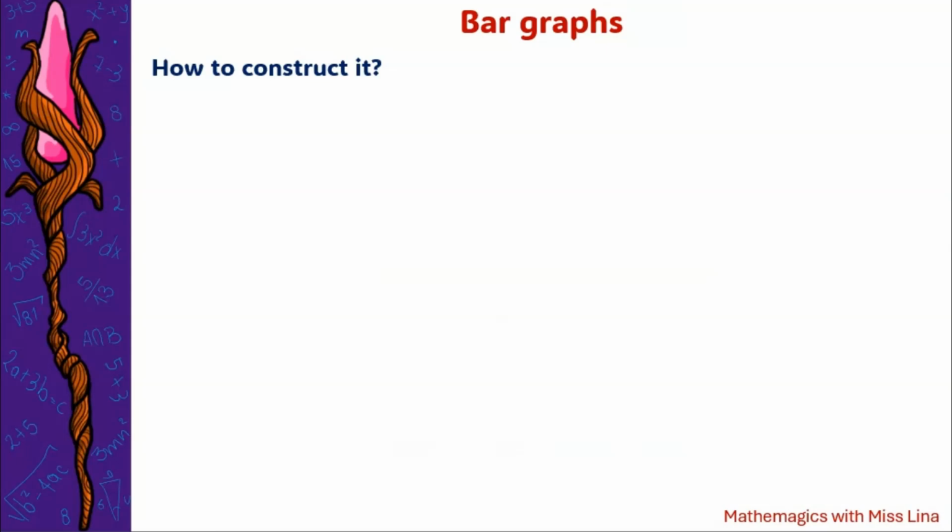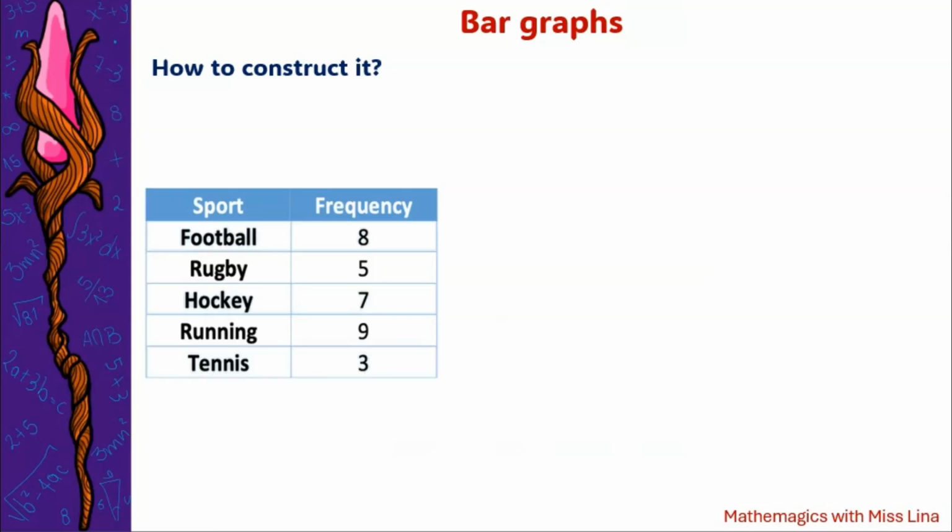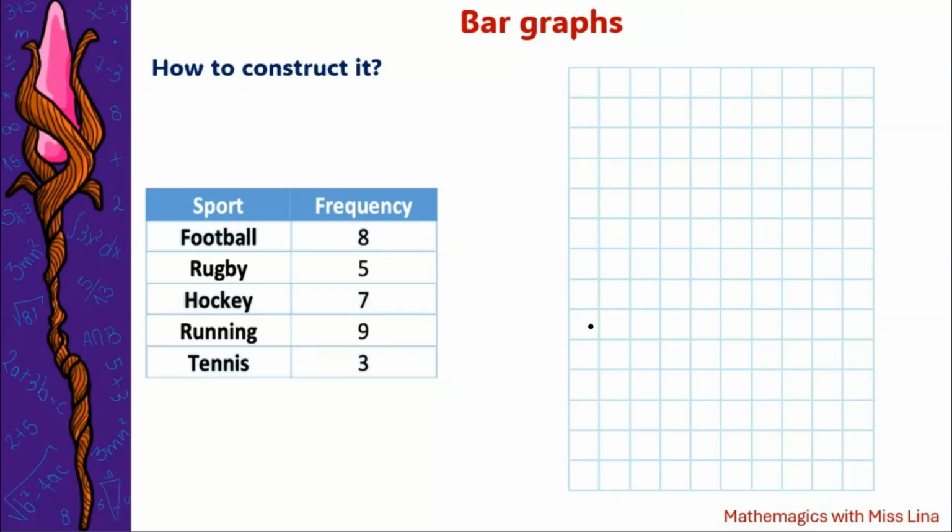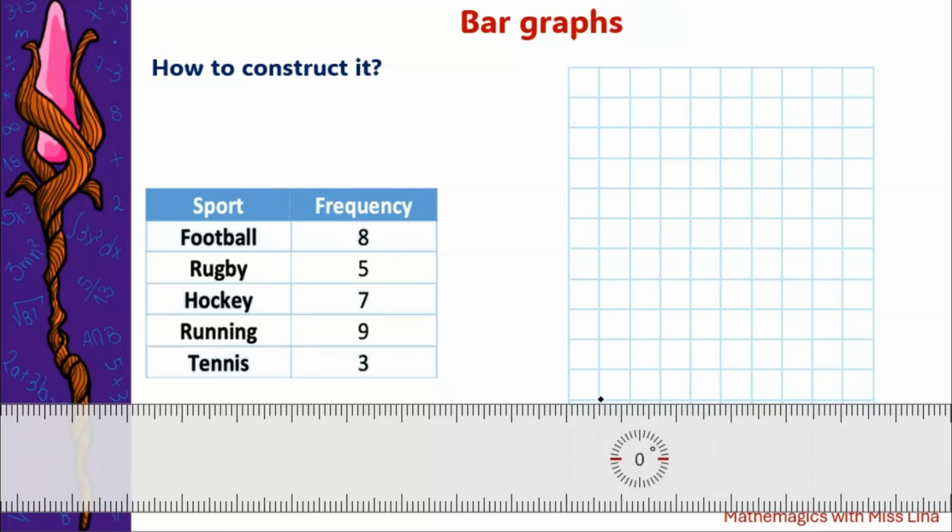So first, we need information that we are going to put in the graph. For example, this table here. This table is showing us the favorite sport of a group of children. In the table, we are given how many kids prefer each sport, and we want to represent it in a graph. So we need a grid. Okay, the first thing that we need to do for the graph is drawing the axis. Remember always to use a ruler.